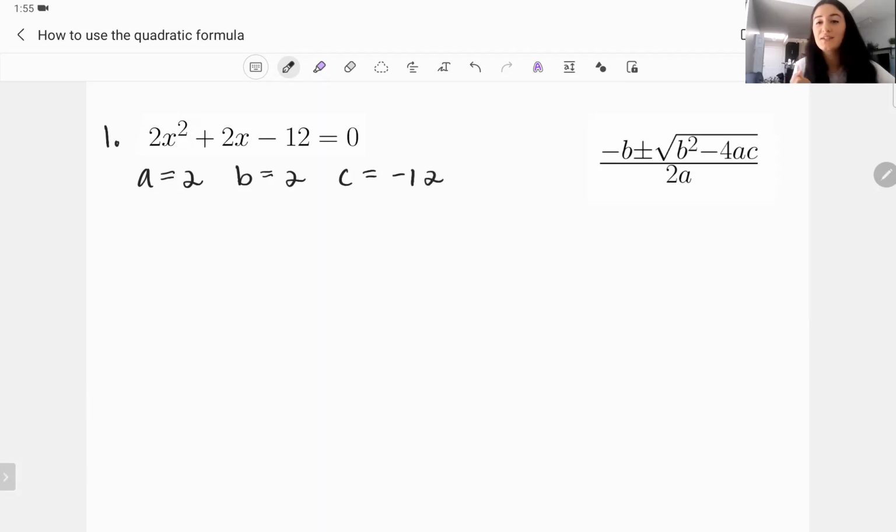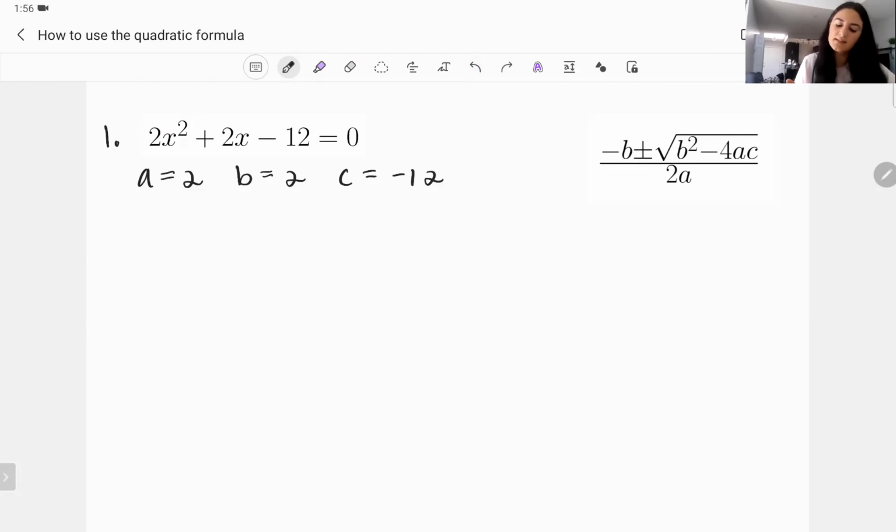That's always going to be your first step, figuring out what a, b, and c are. I really recommend that you actually write it down on your paper. Don't just try to keep it in your head, because then that can get really confusing. So we have a is 2, b is 2, and c is negative 12. The next thing we need to do is take all those numbers and just plug them into that formula.